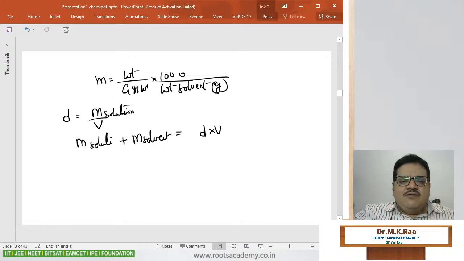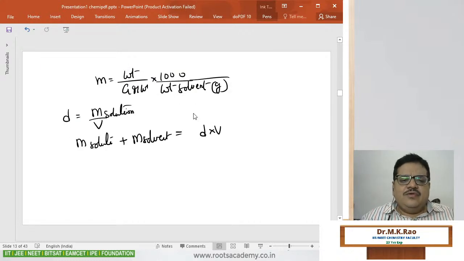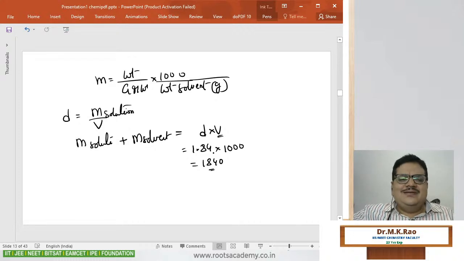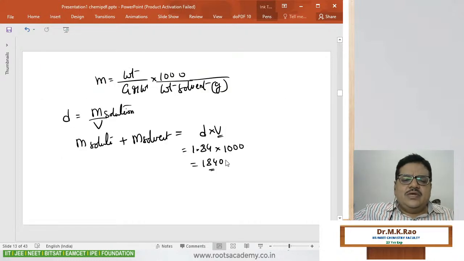Previously what was given? 1.84 gram per cc, 93%, 1 liter. So 1.84 into the volume, 1 liter, 1000 ml. That gives 1840, right? Now here the solute is given as 93%. Like this also you can consider.